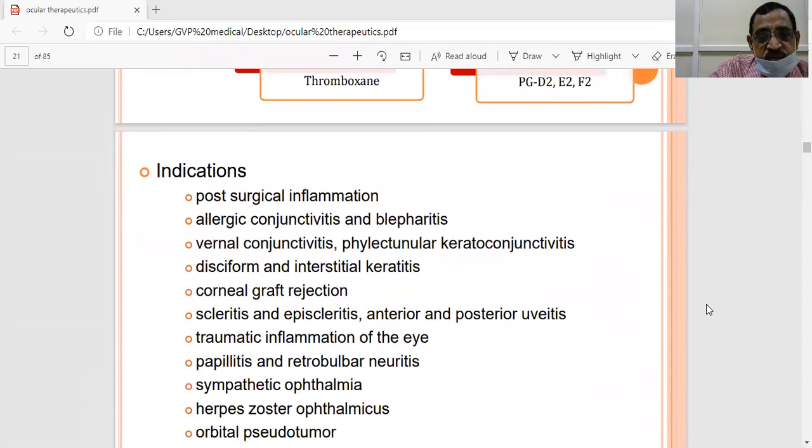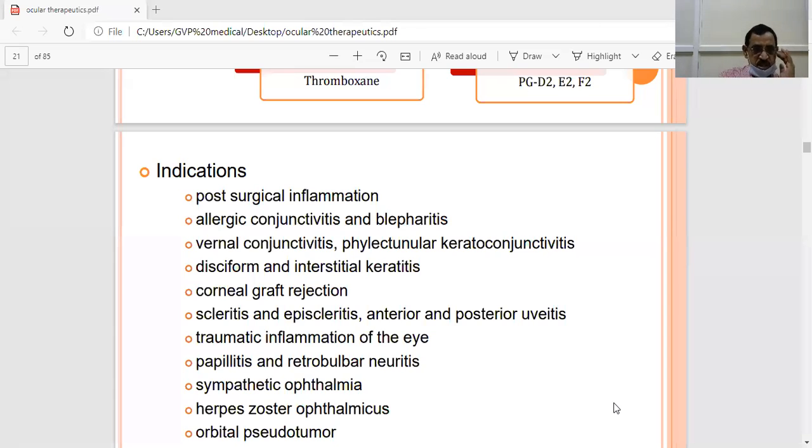If you see, there are innumerable indications for usage of steroids, whatever the mode of administration, be it topical, intravitreal, or intracameral. The first and foremost is post-surgical inflammation. We give it in almost all surgical cases, at least for about 3 to 4 weeks. Then allergic conjunctivitis and blepharitis, and next vernal conjunctivitis. Initially, in all these conjunctivitis cases, we start them with steroids.